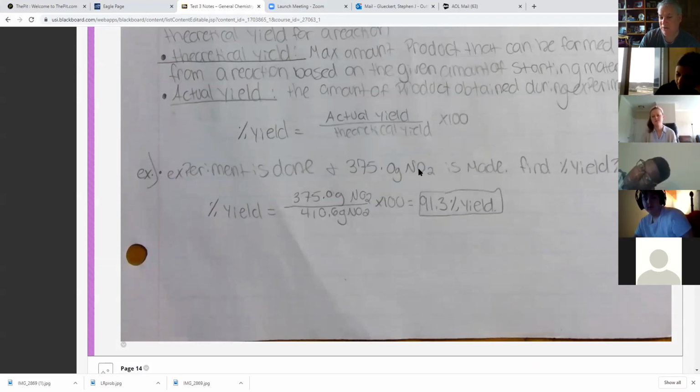So the 375 is my actual or theoretical? Actual. And my theoretical is? The 410.6, right? That we calculated. To set that up, this is pretty much a matter of just punching it in: 375, your actual yield, divided by the 410.6 that you should have gotten based on initial amounts, multiply by 100 to get a percent, and you get 91.3% yield for that particular problem.